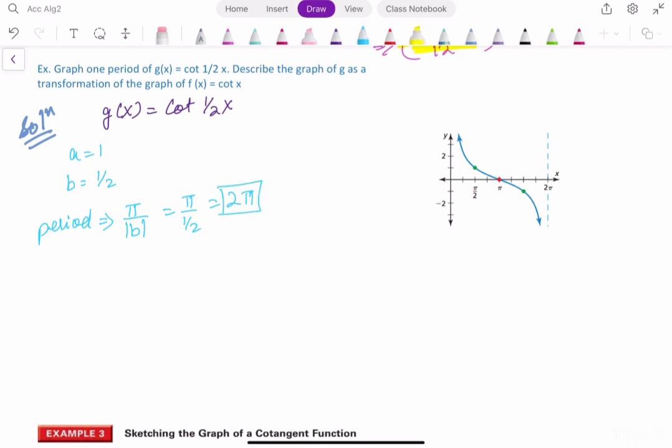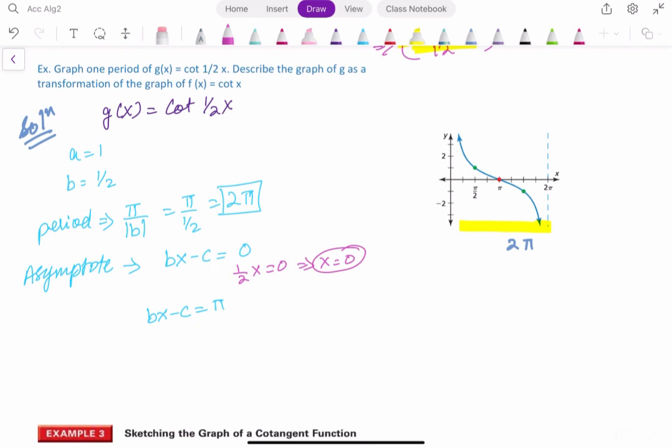So one cycle of the cotangent function will be completed in 2 pi. On the graph, this is the 2 pi interval that will finish the one cycle. Now the asymptote. Now understand cotangent: cot is cos in the numerator, and for cos we talk about the horizontal axis, that means 0 and pi. That is why bx minus c is equal to 0 and bx minus c is equal to pi.